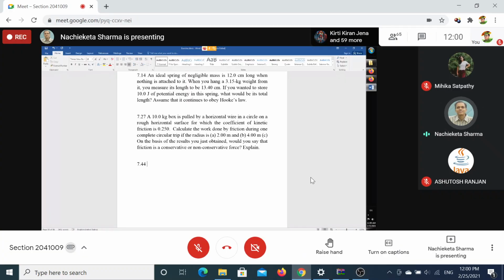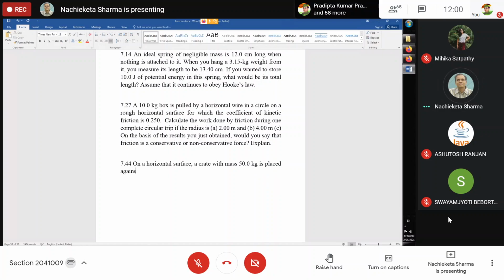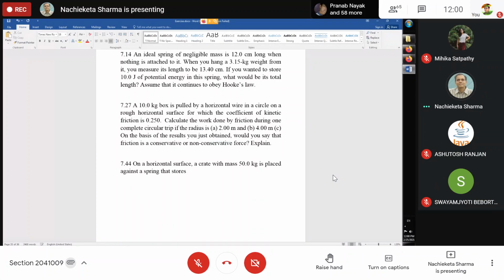Isn't it? 7.44: on a horizontal surface, a crate with mass 50 kg is placed against a spring that stores 360 joules of energy. I think I should stop here.